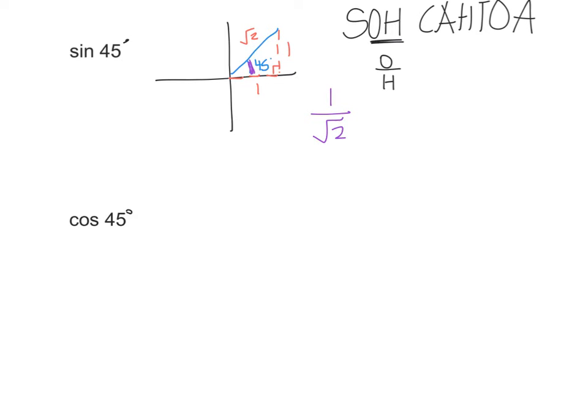And we can't leave it like that, so we rationalize. We multiply by root 2 over root 2. And I see that my final answer is root 2 over 2. So the sine of 45 degrees is root 2 over 2.